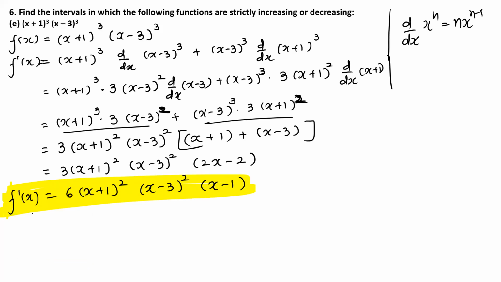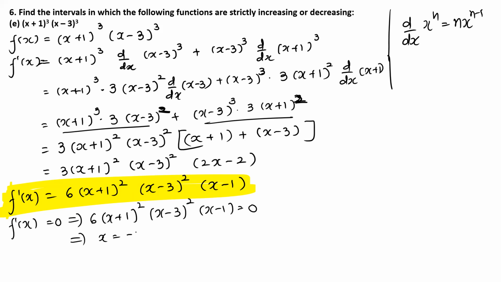But you can see that we have to make this 0. If we consider this 0, that means the product of all 3 factors is 0. So it might be minus 1: (x plus 1) square is equal to 0, that means x is minus 1. Or x is equal to 3, from this bracket I can get it is 3. And from this bracket, I can get that it is 1. So it may be minus 1, 1 and 3.